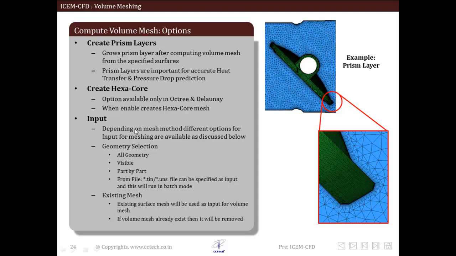Now we will discuss inputs that are required for creating a volume mesh. Either geometry or surface mesh can be used as input for creating a volume mesh. Input options available for Delaunay and AF schemes are the same.